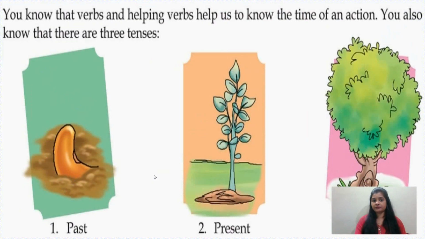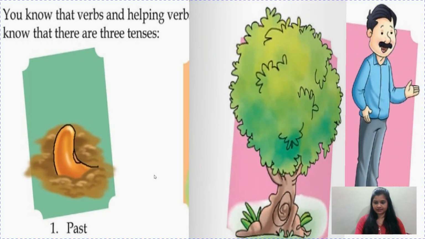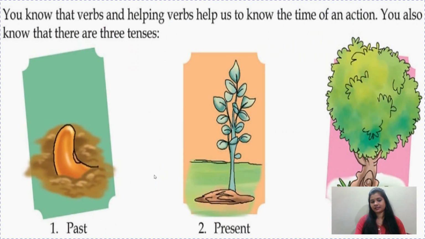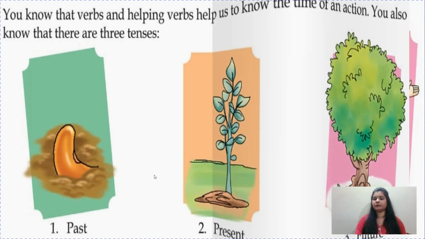You know that verbs and helping verbs help us to know the time of an action. Yes, children, you also know that there are three tenses. Which are the three tenses? Past tense, present tense and future tense. So children, in the picture we can see that in the past tense only the seed was sowed in the soil. And in the present today, what happened? The leaves have come out. A tiny stem has come out. And in the future, what will happen? It will become a big tree.